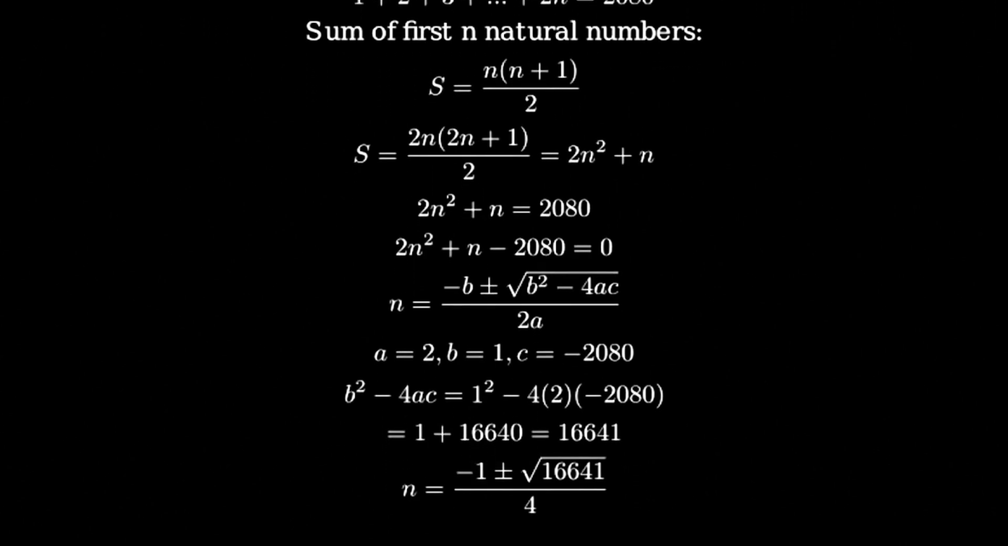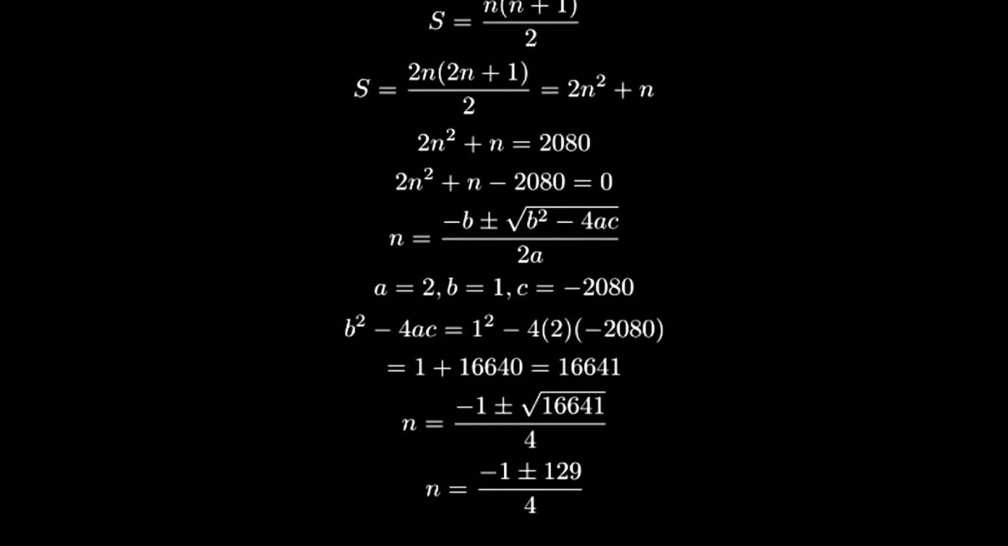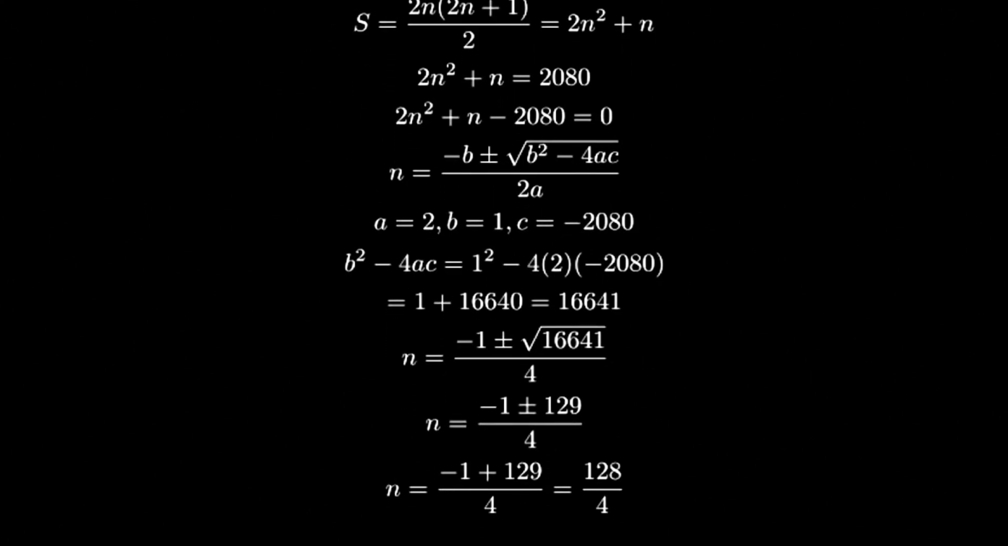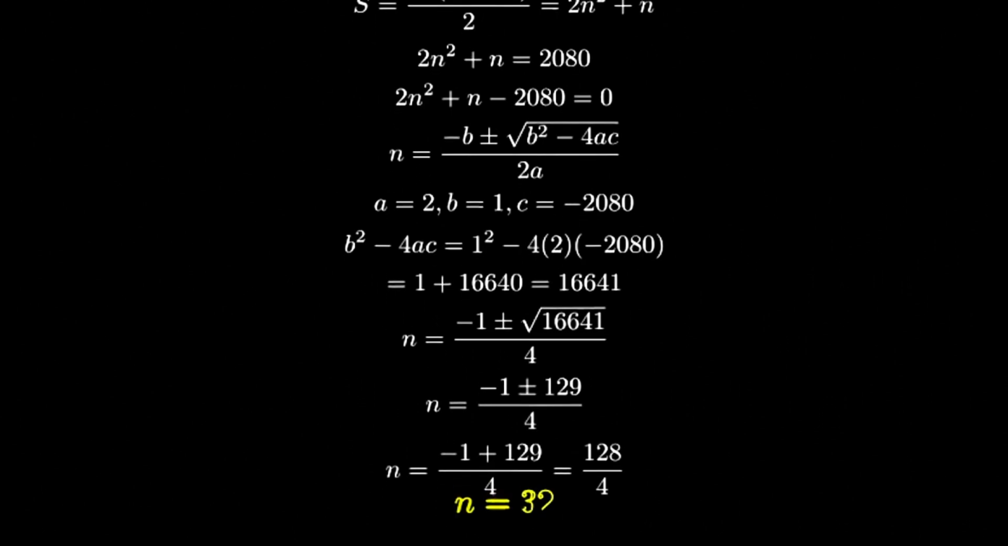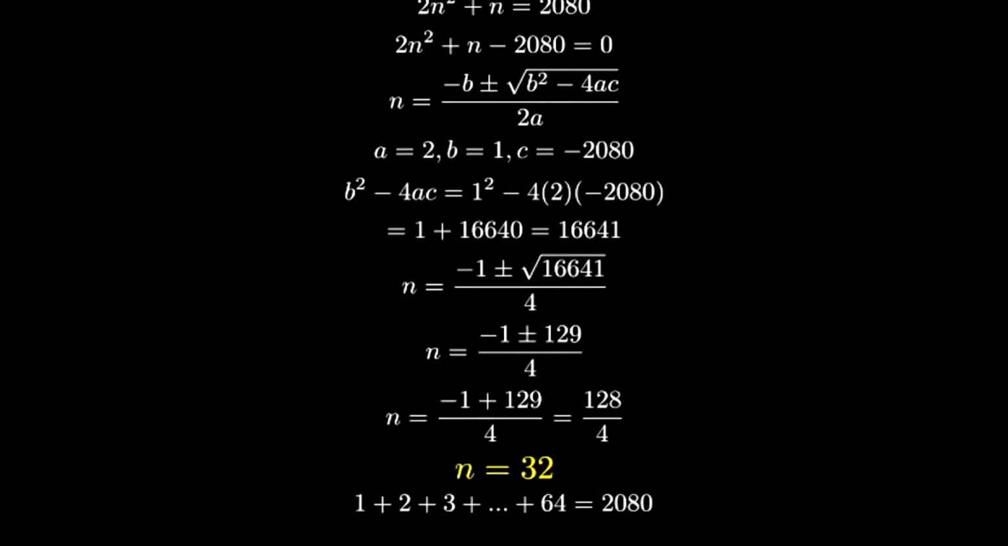We get n equals negative 1 plus or minus the square root of 16,641, all over 4. The square root of 16,641 is 129, so we have n equals negative 1 plus or minus 129, all over 4. Since n must be positive, we take the positive solution, negative 1 plus 129 over 4, which equals 32. Therefore, n equals 32. This means that the sum of the first 64 numbers, that's 2 times 32, equals 2080.